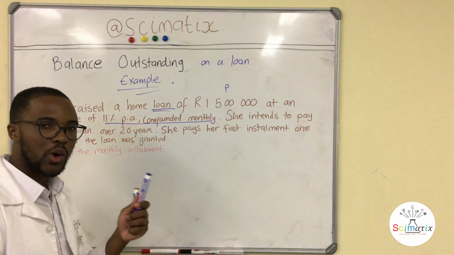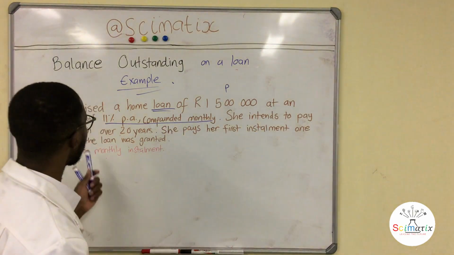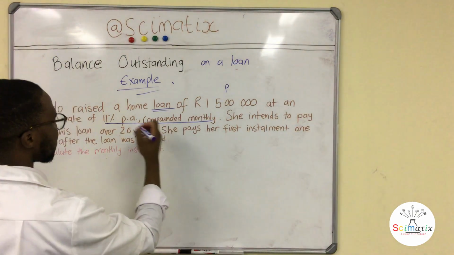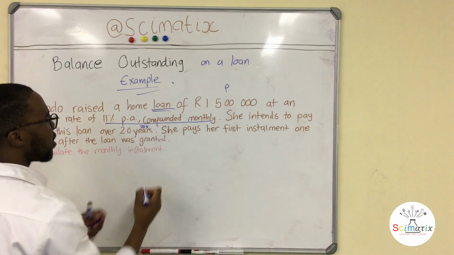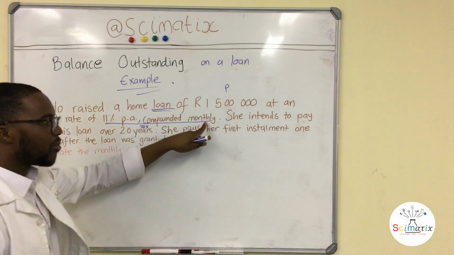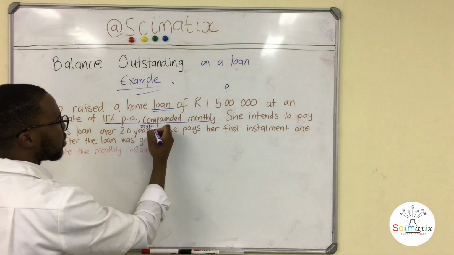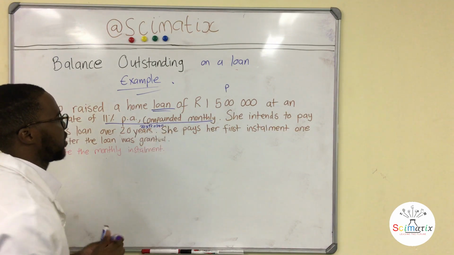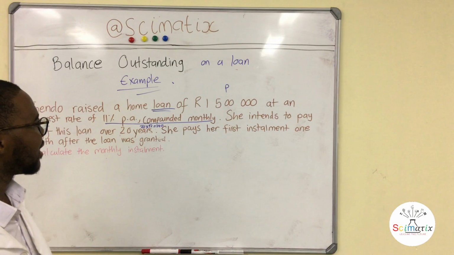So is 20 years our N, or do we factor in the fact that this loan is compounding every month? In this case, our N is not just the 20 years, but we take the 20 years multiplied by how many times the interest rate compounds, which in this case is 12. Okay, and this is going to be 240. 20 times 12 is 240. You can check that on your calculators.